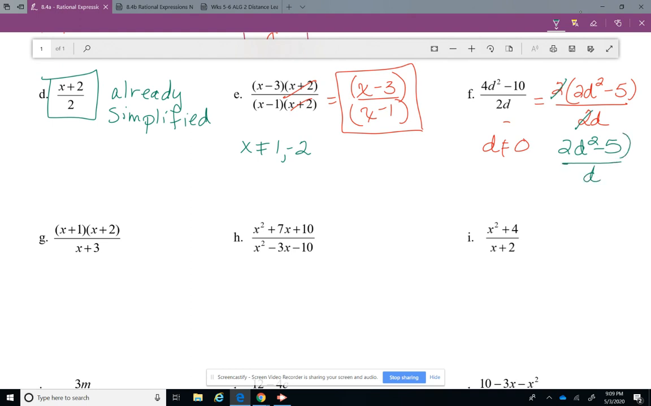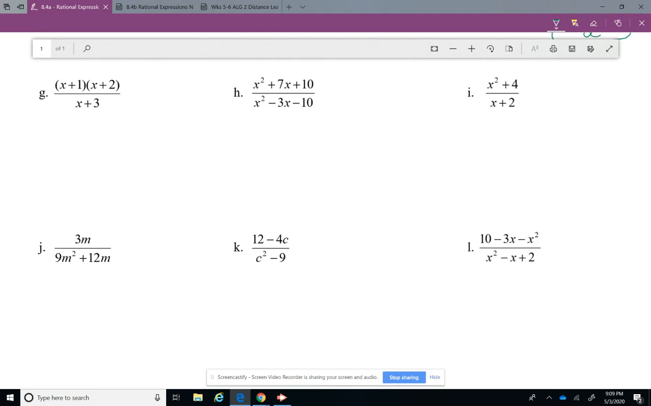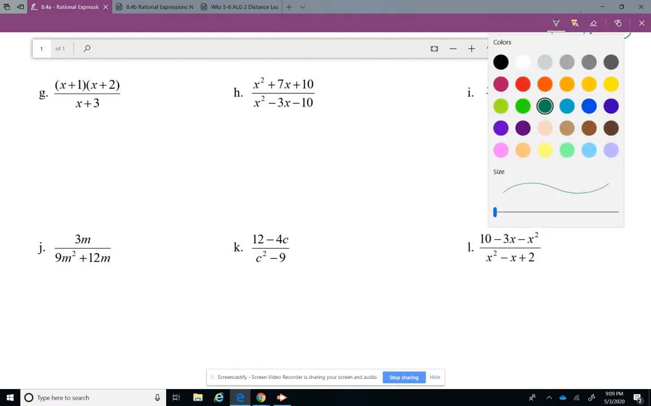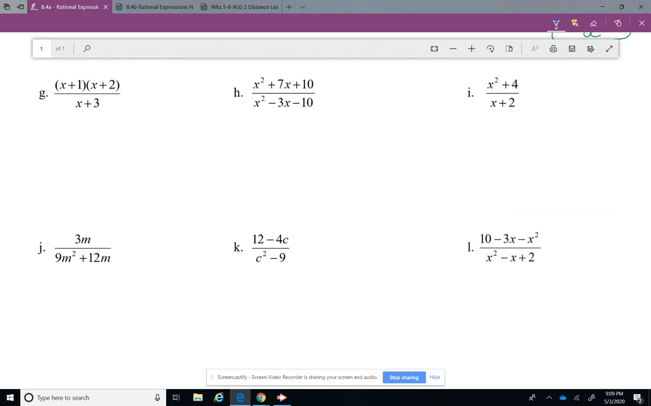If you want to keep it in parentheses so you don't try to cancel something, you can, but you don't have to. This time I won't. That way you know it's okay if you don't, as long as you don't try to cancel anything. All right, let's move down to G. If you look at this one, you're like, I can't do anything else to it. You're right. So this really is the answer. It is already simplified, but you do have to tell me what the restrictions are.